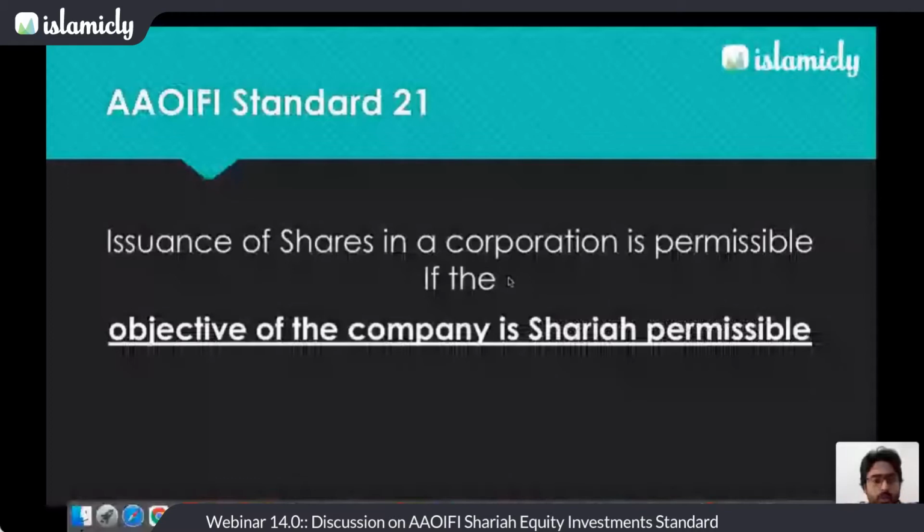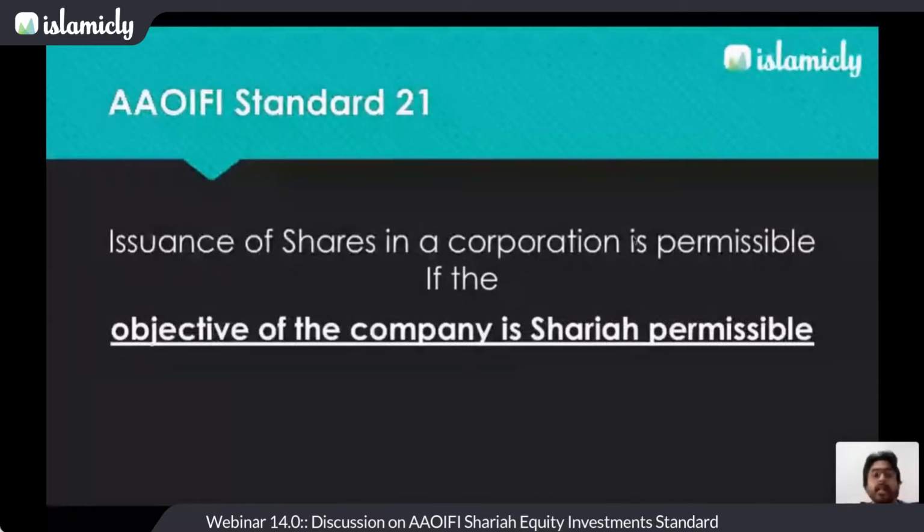So EOF Standard 21 talks about issuance of shares in a corporation being permissible if the objective of the company is Sharia permissible. So one of the key things that EOF bases its permissibility of investment in shares on is this yardstick that the objective of the company should be Sharia compliant.